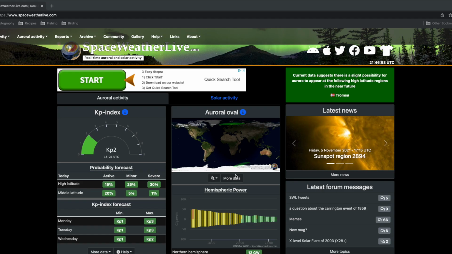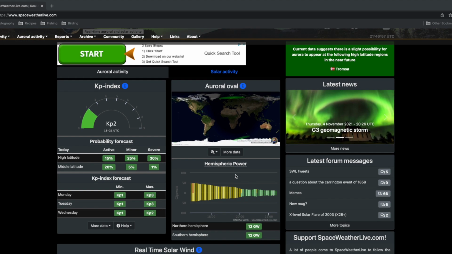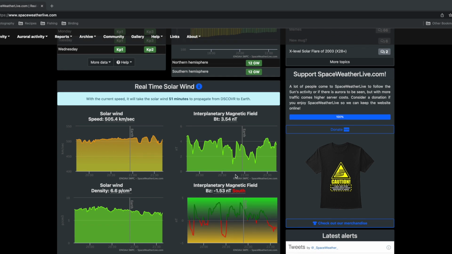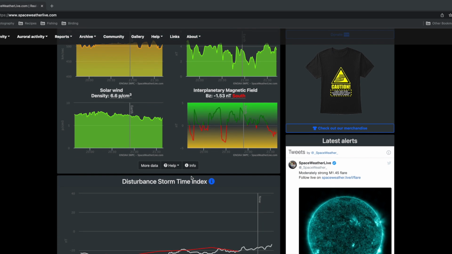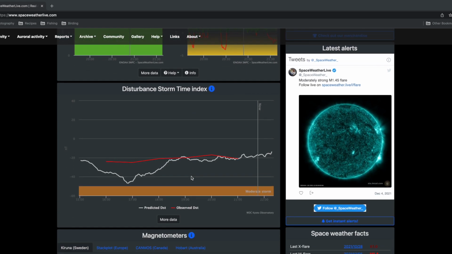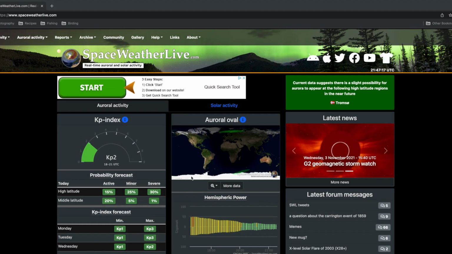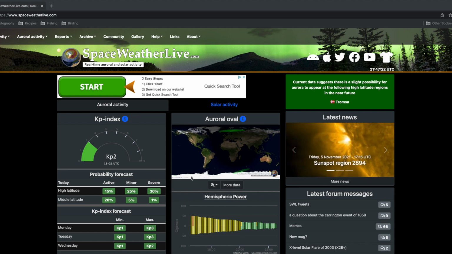mid-2025. Now, there are a number of websites available to help you determine whether or not aurora might be visible at your location on a given night. And realize that we're also constantly monitoring the surface of the sun and activity of the solar winds, because they do represent a potential threat to our satellite systems and to electronics here on Earth. And one of my favorites is spaceweatherlive.com. I'll put links to all of the websites featured in this video in the description below.